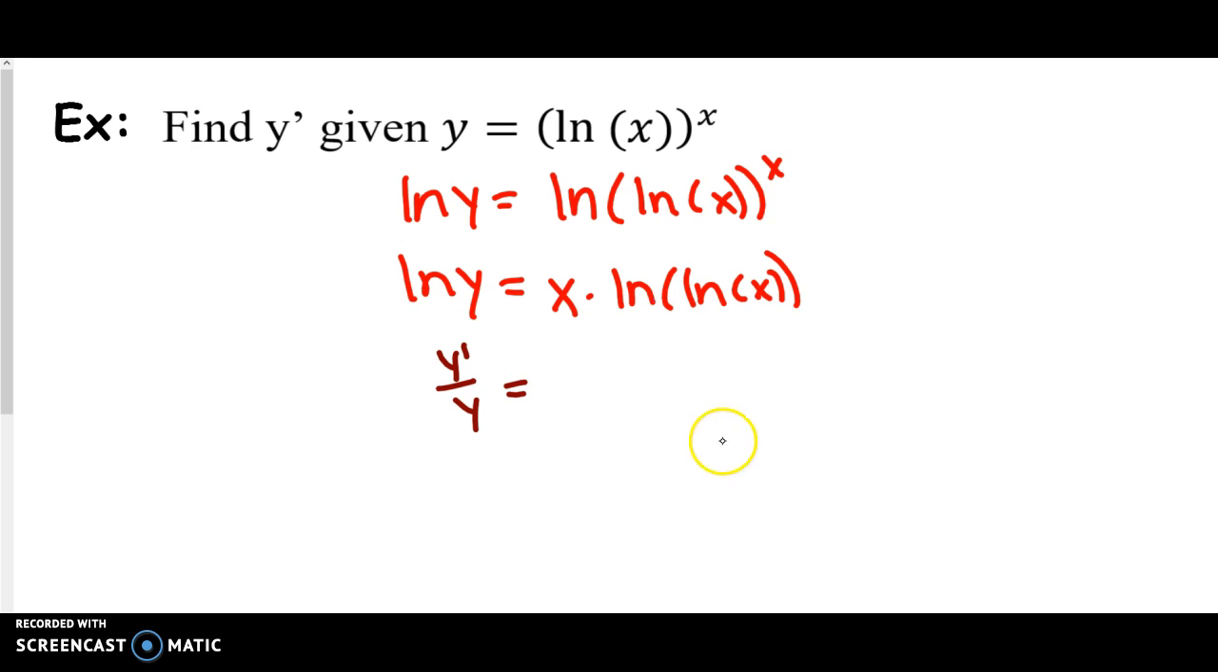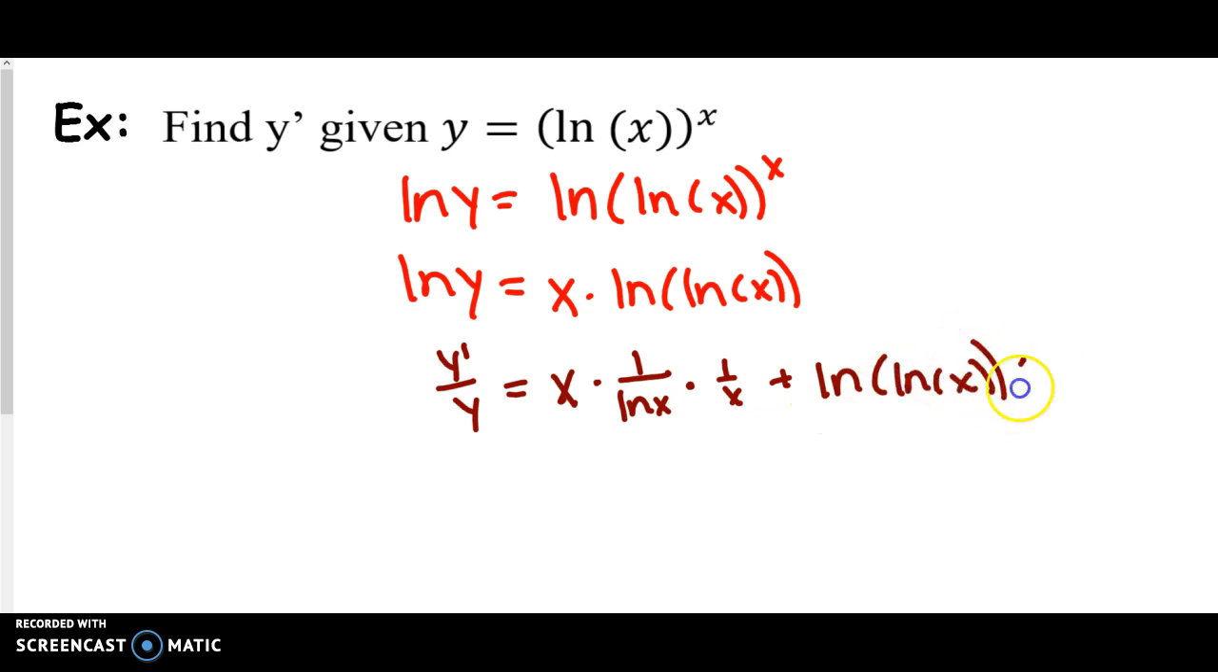So let's take a look. It's going to be the first times the derivative of the second. Well, it's going to be 1 over natural log of x times the derivative of the inside, which is 1 over x. All right, so the first times the second plus the second times the derivative of the first, which is just 1. Wonderful. Okay, well, conveniently, x and 1 over x will multiply to equal 1.